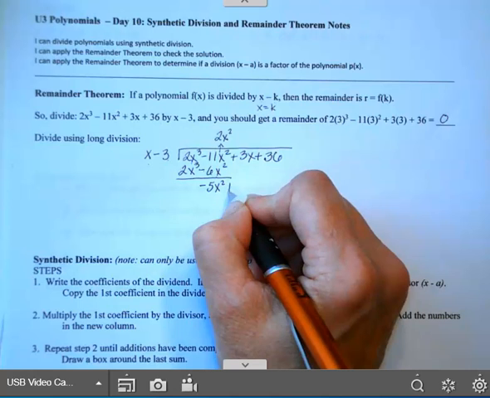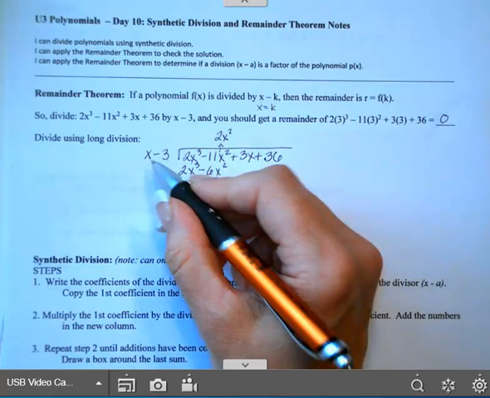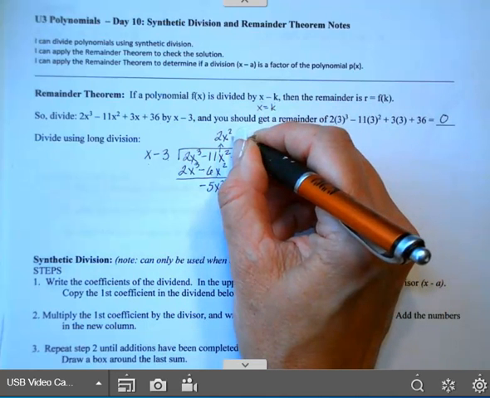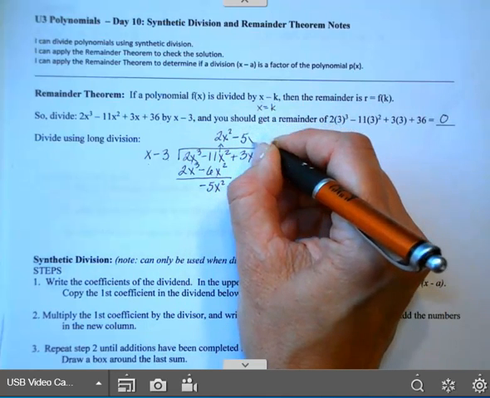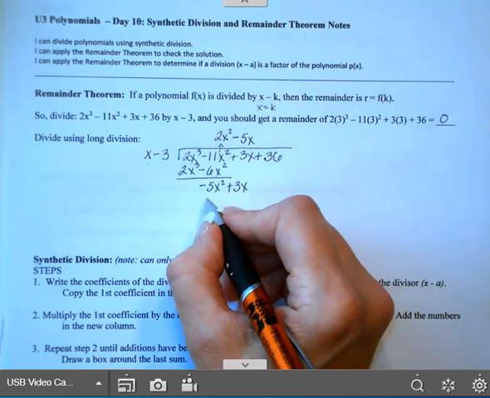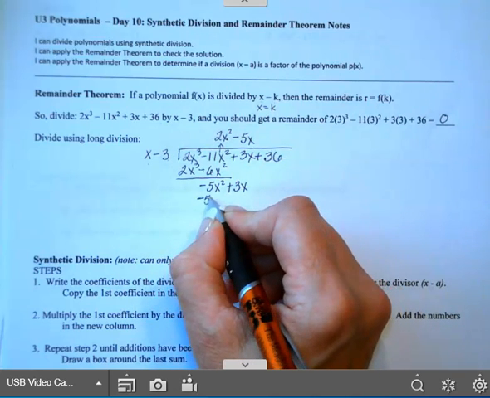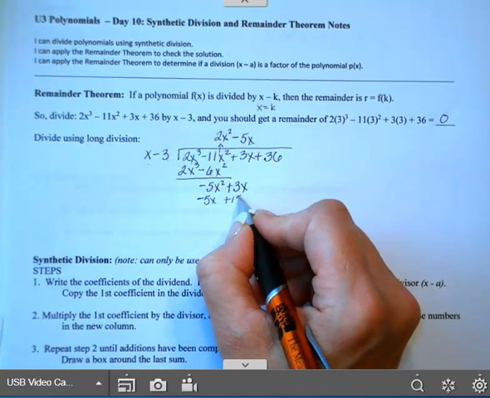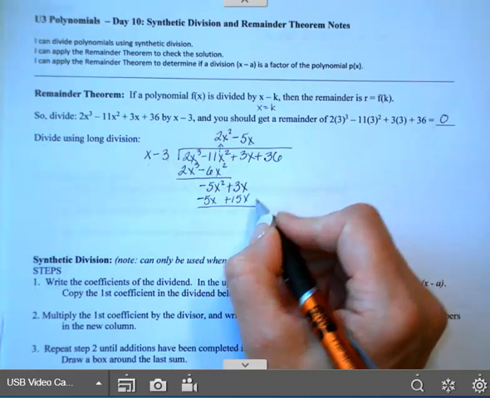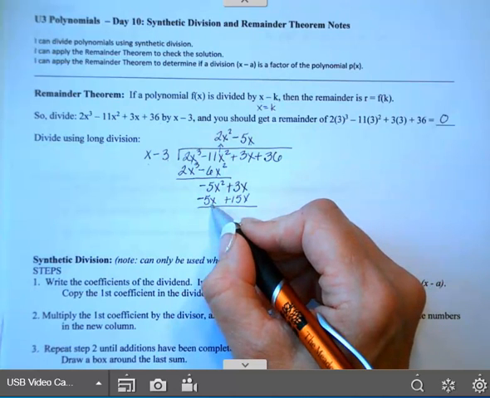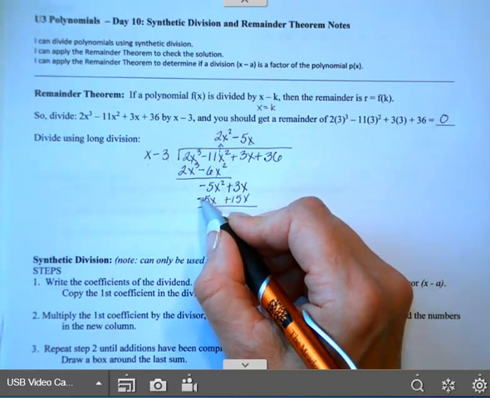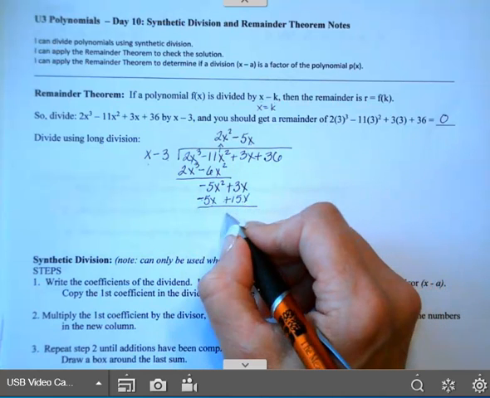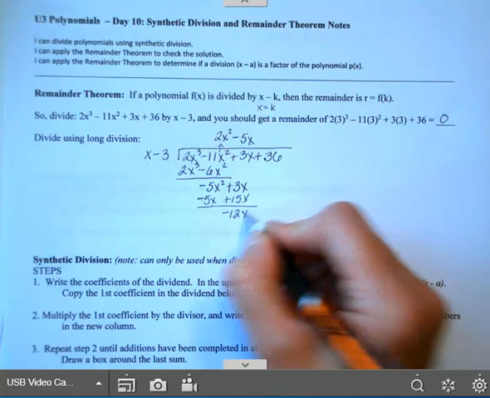Drop down your 3x. X goes into negative 5x squared negative 5x times. So I'll multiply negative 5x with both of those terms. So that's going to be negative 5x squared. Negative 5x times negative 3 is plus 15x. And then I subtract. That'll be 0 when I subtract that because I'll be subtracting a negative, so that makes it a plus. And then 3 minus 15, that gives me negative 12x.